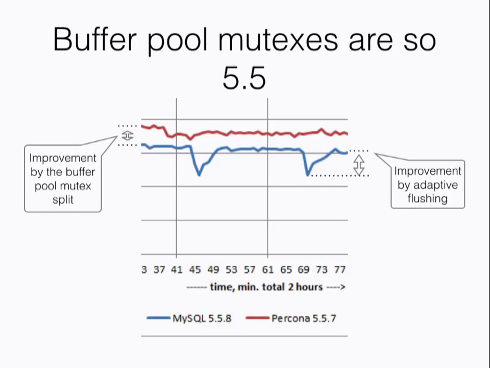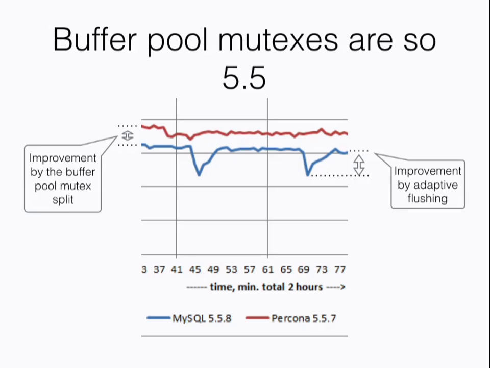So that was 5.5, and life was easy there. Implementing the split helped a lot. So we are looking at the left side improvement. The right side is not today's topic. The actual numbers here do not matter. The versions do not matter. Just the shape of those two lines. This is a very typical graph for 5.5, where Oracle MySQL had lower performance and also regular dips.